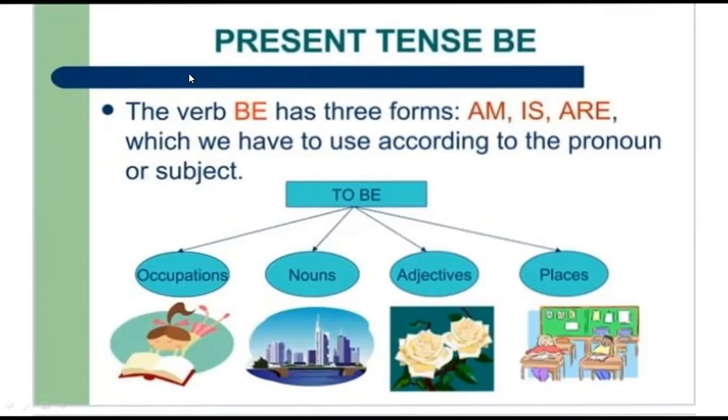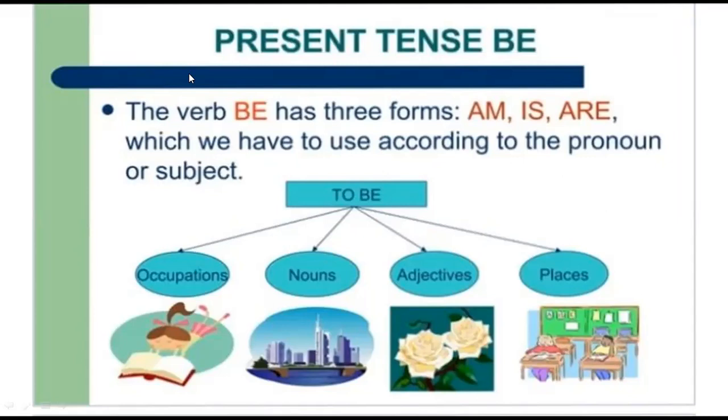When we talk about using am, is, are, we will use these be forms of the present tense according to the pronoun or the subject. What the subject tells us, what the subject suggests, or what the subject says about the pronoun. So it can be used in such a way.